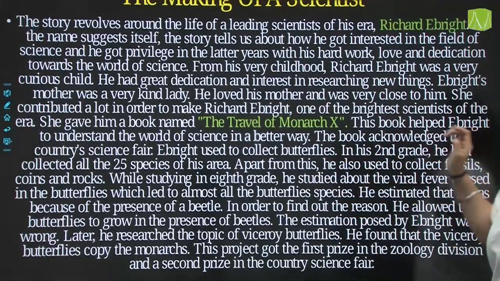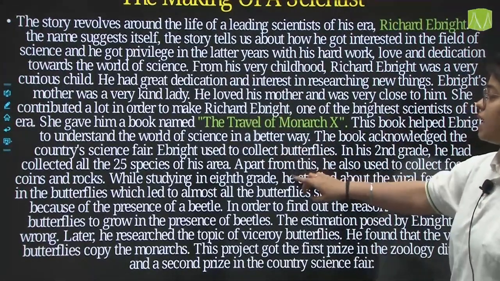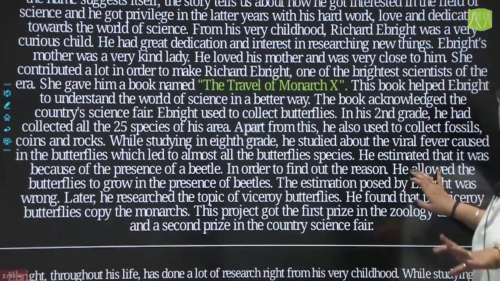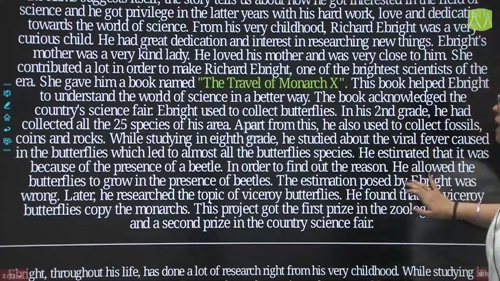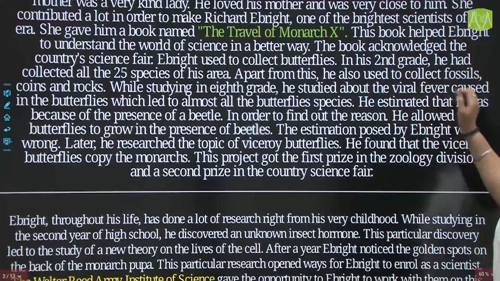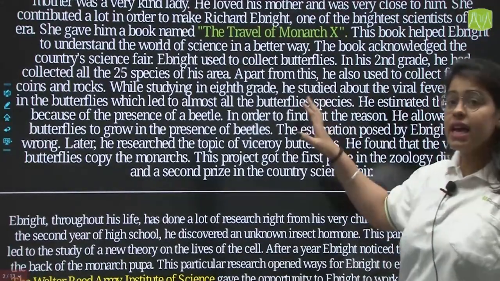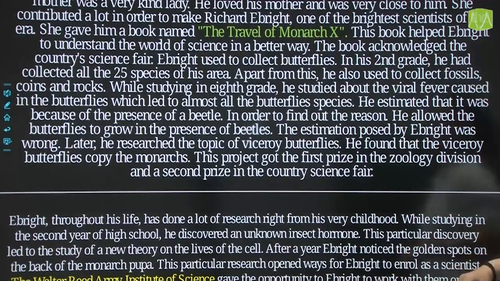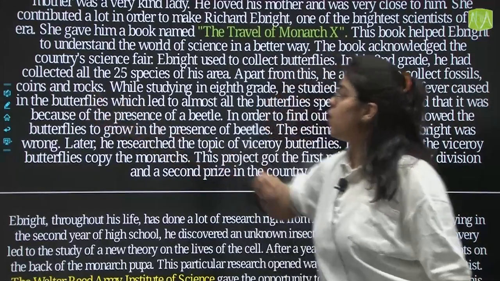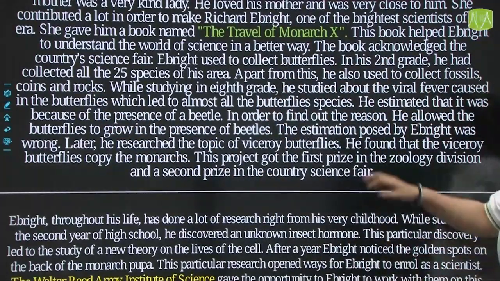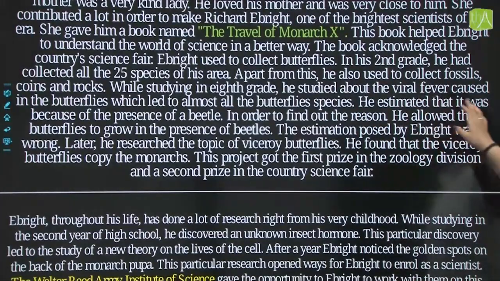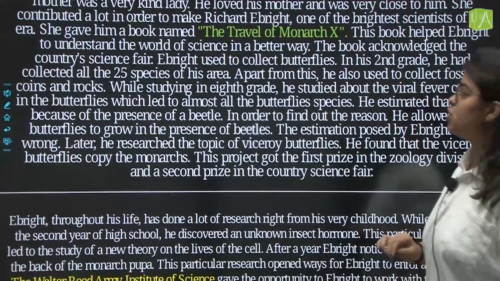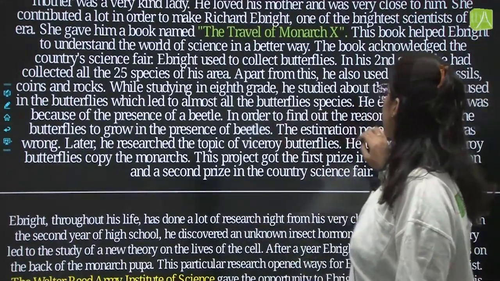The book acknowledged the country's science fair, and Ebright used to collect butterflies. This was his hobby initially, but it changed into a dedication. In second grade, he had collected 25 species of his area. Apart from this, he also used to collect fossils, coins and rocks. While studying in the 8th grade, he studied the viral fever in butterflies, which led to almost the extinction of all the butterfly species.